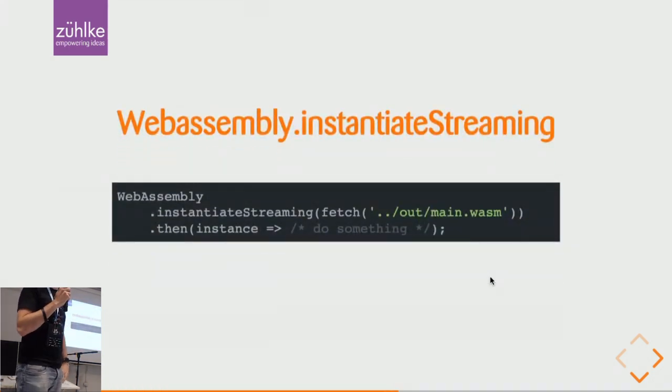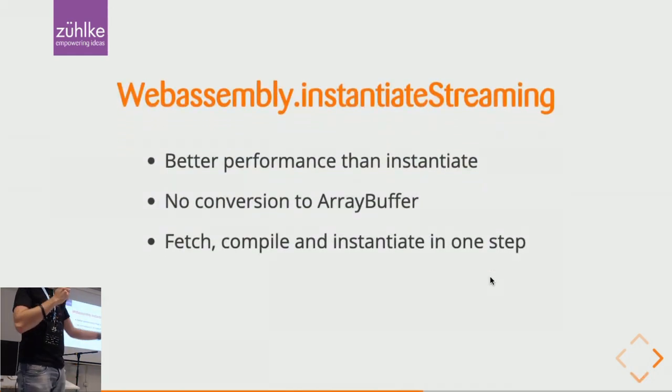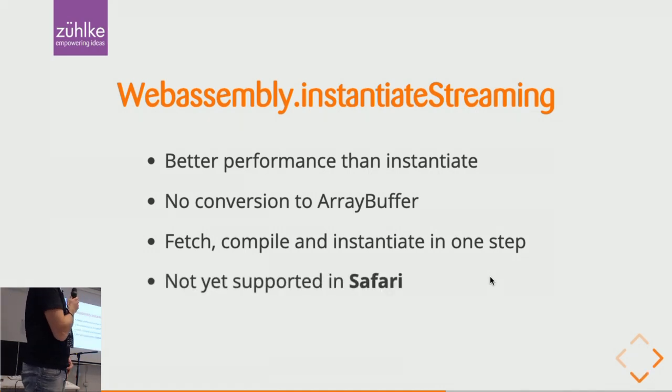There is a new method, instantiate streaming it's called, so we don't have to deal with the array buffer. This is all done internally. So here we can just add the fetch promise that we get back into that instantiate streaming. It will be handled by the WebAssembly API, and we don't have to care about the array buffer anymore. This is cool and a little bit more performant when you have very big binaries. That can make a difference. But unfortunately, we have a new IE here, so Safari is not yet on that, but they should have it hopefully soon. As of yesterday, I think it wasn't in there, but I hope it will be soon.